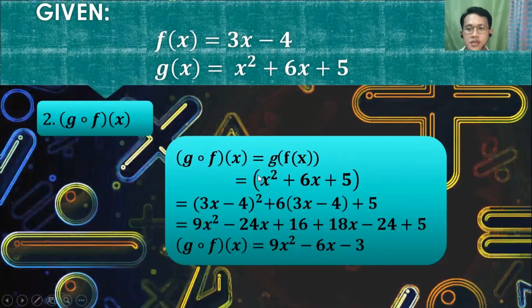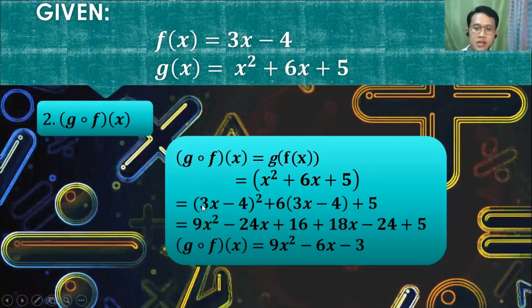Okay. So your x squared will turn into quantity 3x minus 4, since this is our f of x, quantity squared, plus 6 times the quantity of 3x minus 4 again, plus 5. And after that, simplify.